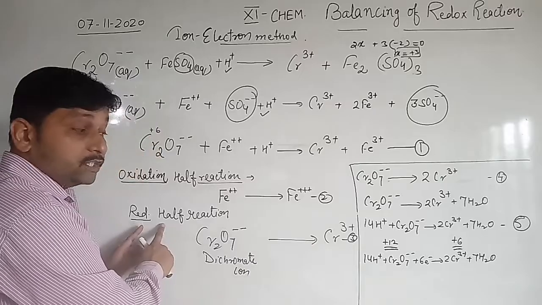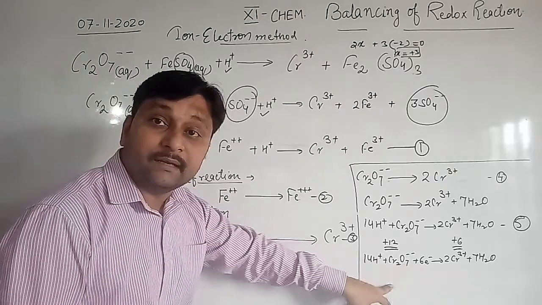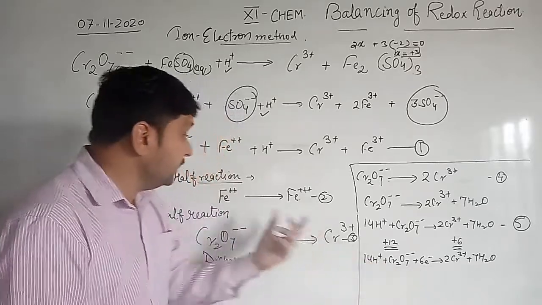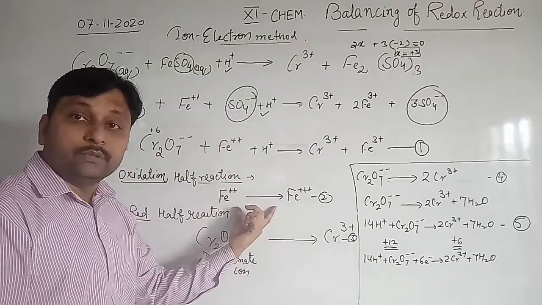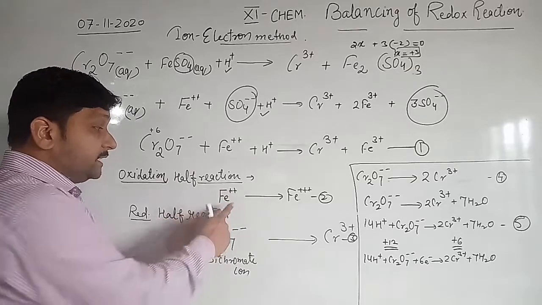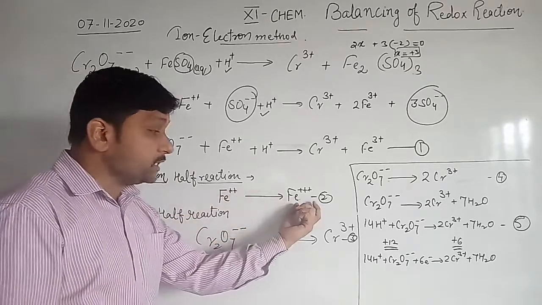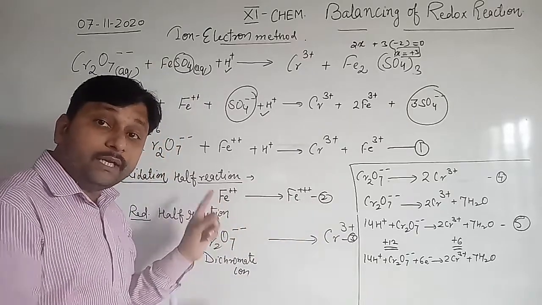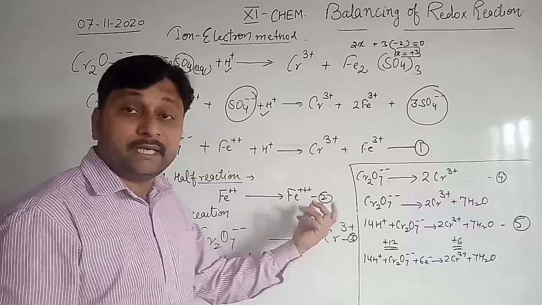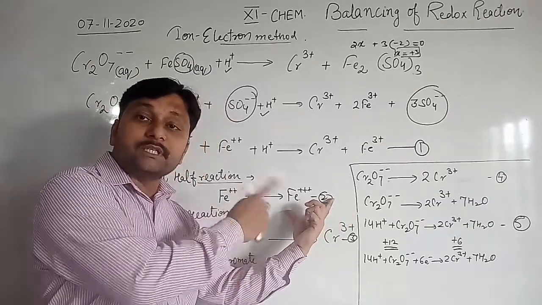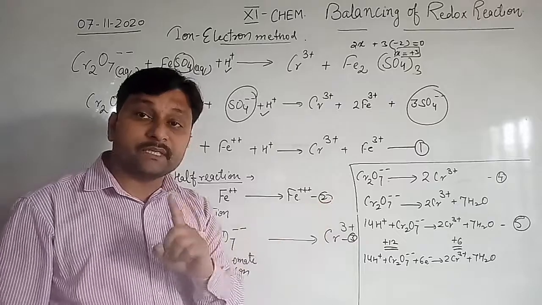Reduction means gaining of electrons. So see here, in the reactant side we have added 6 electrons. Now the equation number 2, the oxidation half reaction: in the reactant side 2 positive, in the product side 3 positive. It means if we remove 1 electron from this side, or simply say if we add 1 electron in the product side, both sides the charges will be the same.